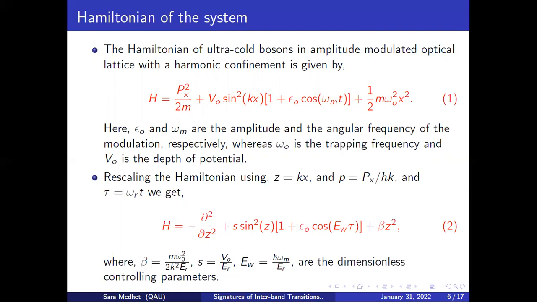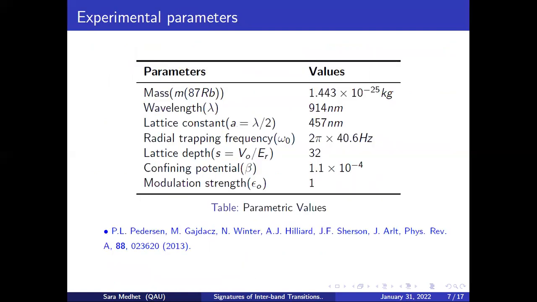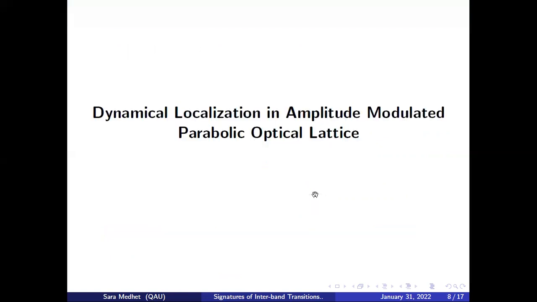Now rescaling the Hamiltonian using the rescaling z equals kx and t equals omega tau, we get the rescaled Hamiltonian as this, with the rescaled parameters as given below. The values of these rescaled parameters are taken from recent experimental papers with lattice constant 457 nanometers and lattice depth 32, and the modulation strength in our case is epsilon equals 1.